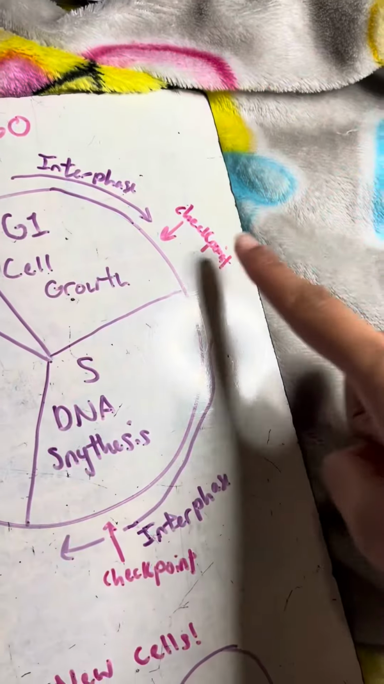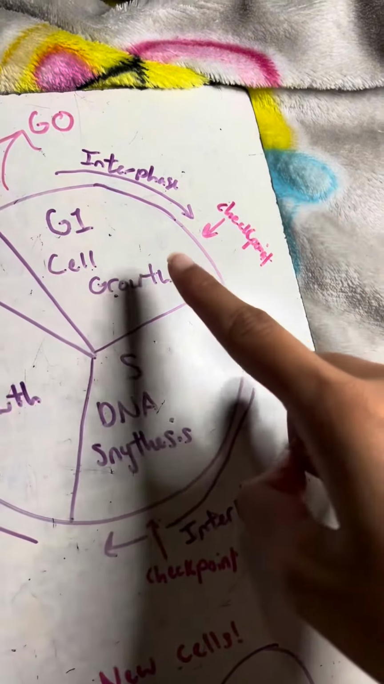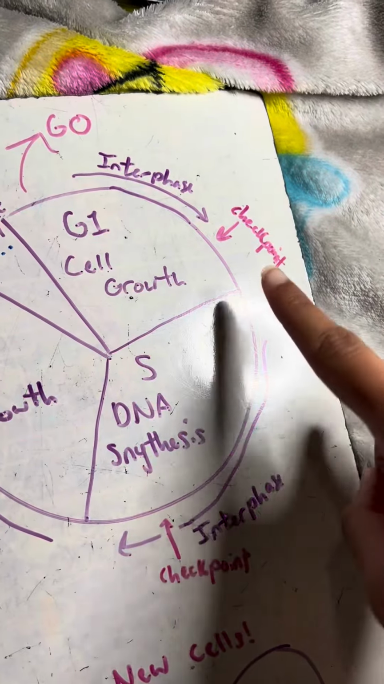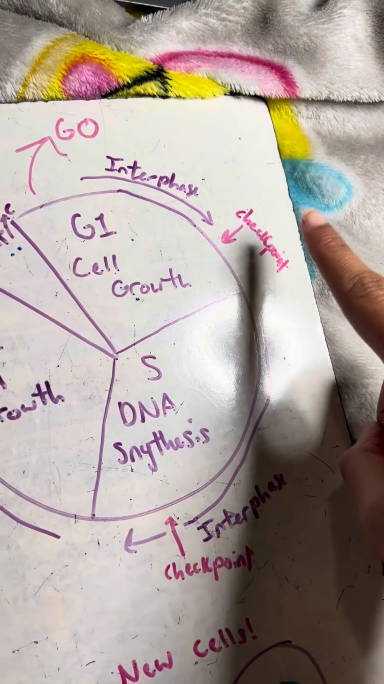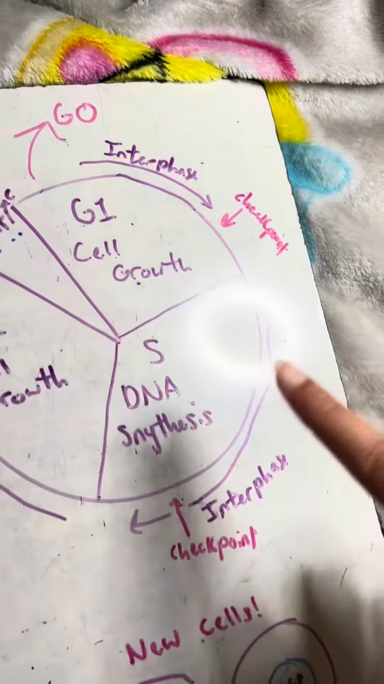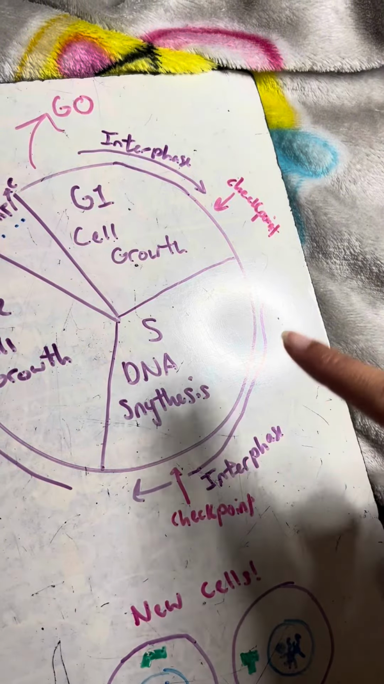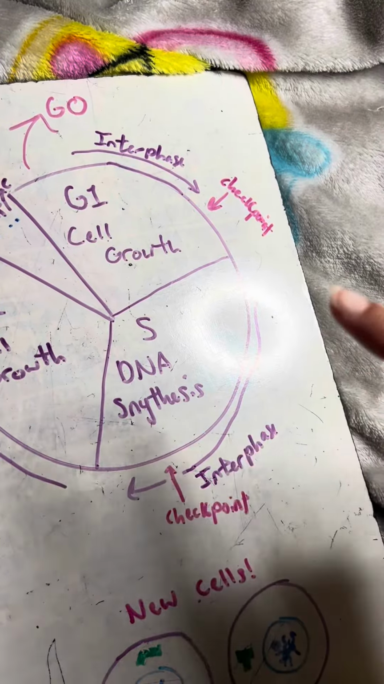There are two checkpoints in interphase. They are located in G1 and S. The G1 checkpoint is to ensure a cell is big enough for the S phase, and the S checkpoint is to ensure DNA has been replicated properly.